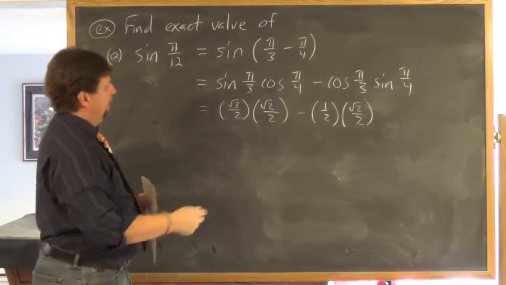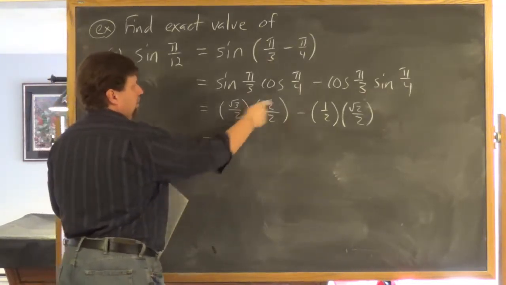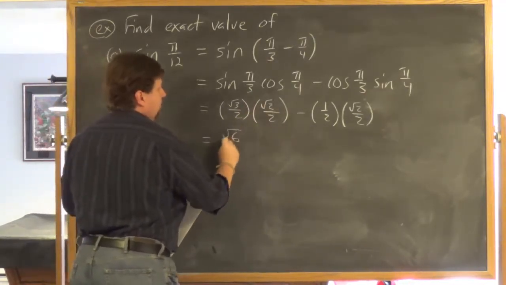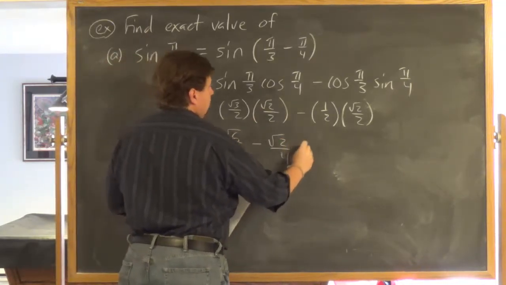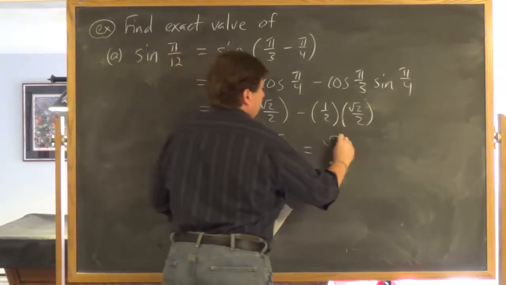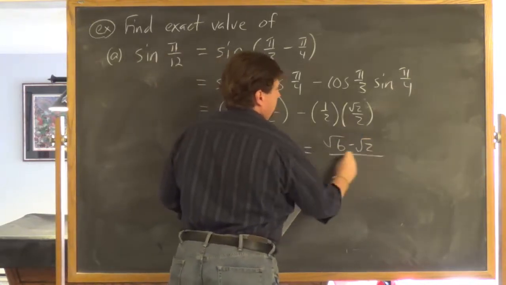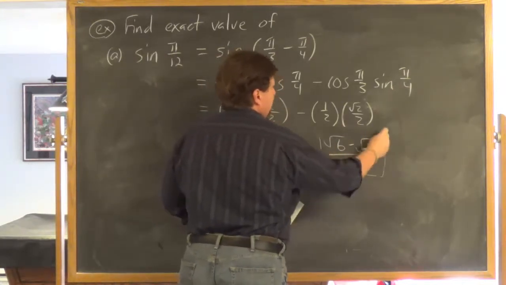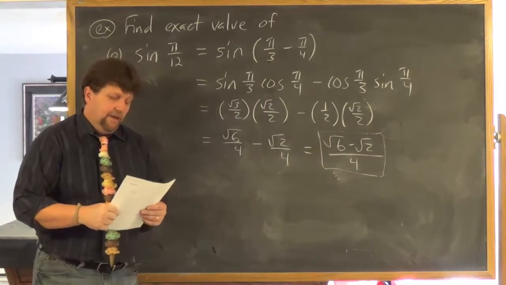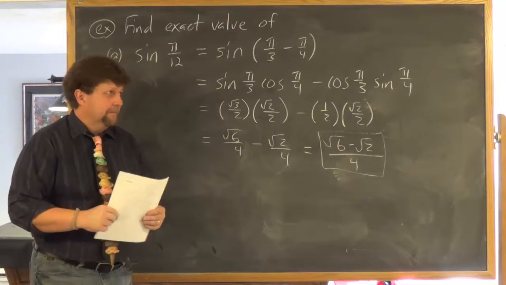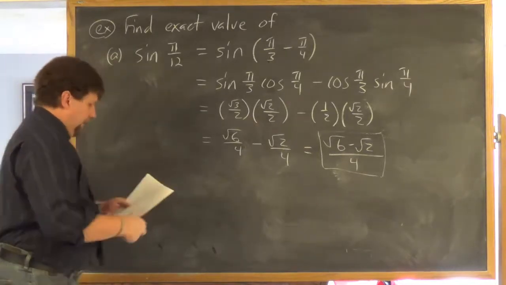If we multiply these fractions together, we get square root 6 over 4 minus square root 2 over 4, and making it one fraction since we have a common denominator. That's the exact value for the sine of pi over 12. Let's do another one here.